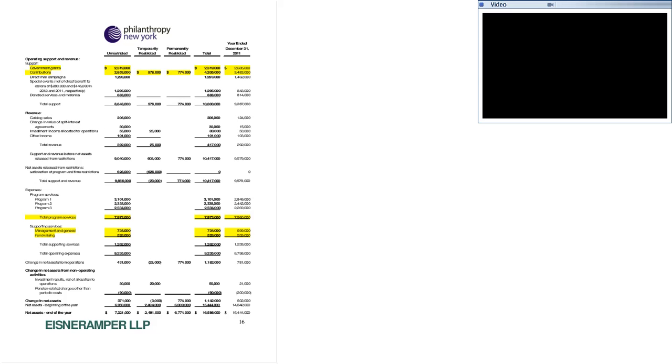Below there, this particular organization not only gave you their total program amount, M&G and fundraising, but they broke out for you their 3 major programs. Again, they don't have to do that, but that's certainly nice. And then the only thing that's required in a nonprofit's financial statement are 3 things, basically. You have to give the total unrestricted, the total temp restricted, the total perm restricted. Somewhere you're supposed to give the total program expenses, the total M&G, and the total fundraising.